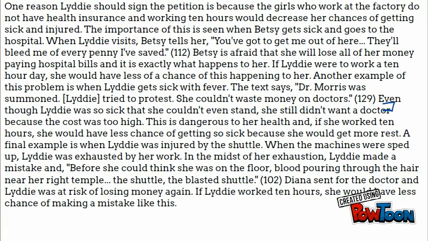Finally, my last example. A final example is when Lyddie was injured by the shuttle, so that's giving you the context of where it comes from in the book. And then it goes on and says, when the machines were sped up, Lyddie was exhausted by her work. In the midst of her exhaustion, Lyddie made a mistake and now here comes the quote, "Before she could think, she was on the floor, blood pouring through the hair near her right temple, the blasted shuttle." That's my quote, and then I go on to explain it. Diana sent for the doctor, and Lyddie was at risk of losing money again. If Lyddie worked 10 hours, she would have less chance of making a mistake like this. So that's all of my evidence. Now keep in mind that I've told you that each body paragraph needs to have at least 2 pieces of evidence. I used 3, but you need at the very least 2 pieces of evidence.